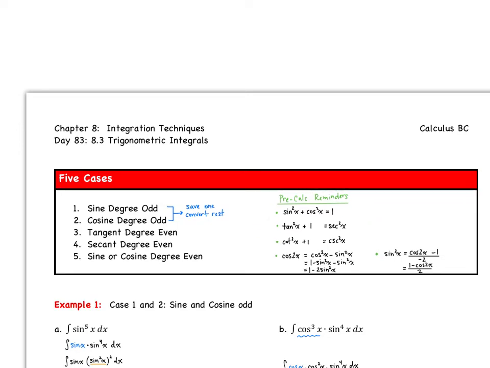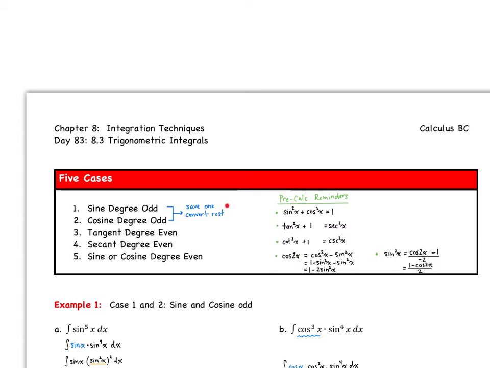The first cases that we'll look at are when we're taking integrals when we have an odd degree for cosine or sine, if we have an even degree for tangent or secant, and then what happens if sine or cosine is an even degree.